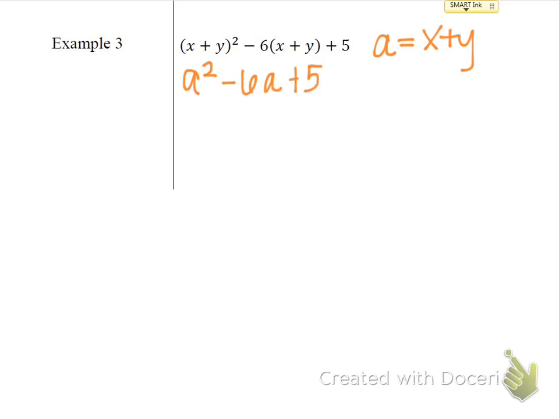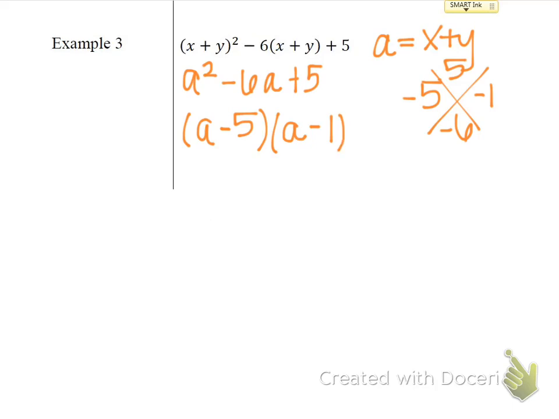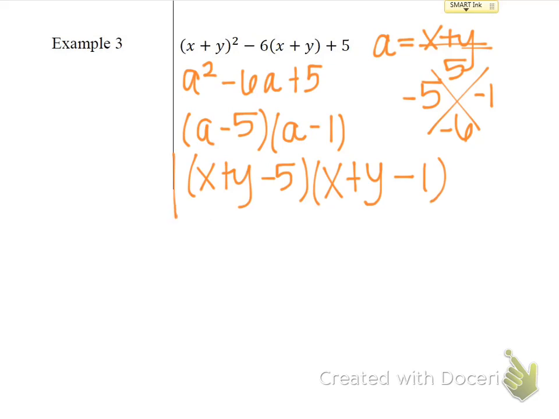Okay. What method are you going to use here? Diamond. What two numbers multiply to 5 and add up to negative 6? Negative 5, negative 1. So this is going to be a minus 5 times a minus 1. But we have to substitute x plus y back in. So that's going to give me x plus y minus 5 times x plus y minus 1. There's no combining like terms here, so you are done.